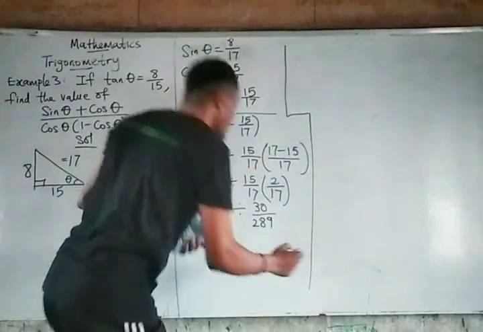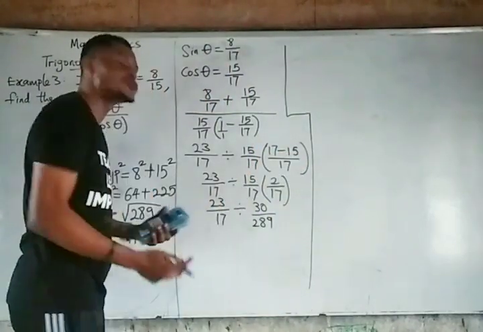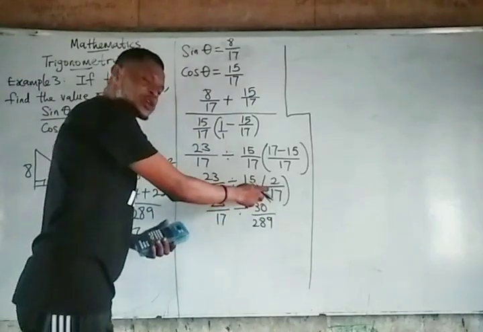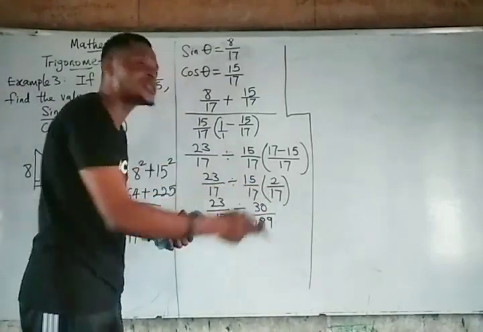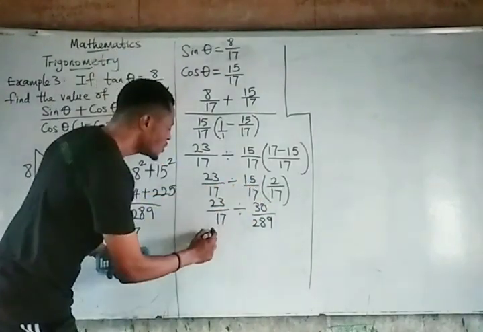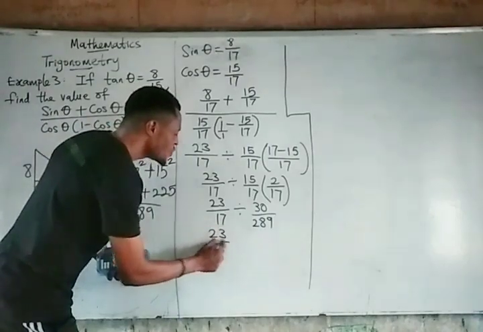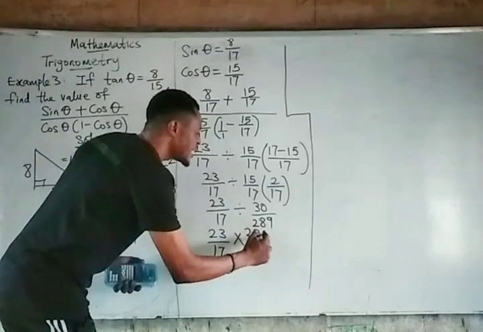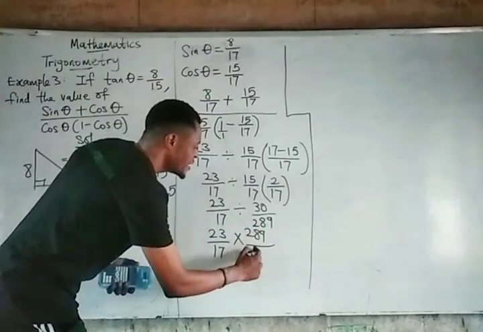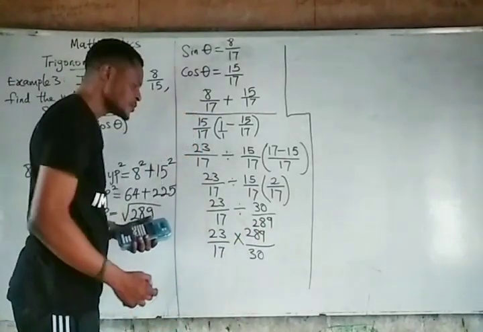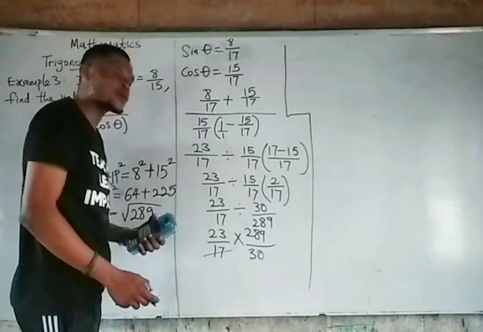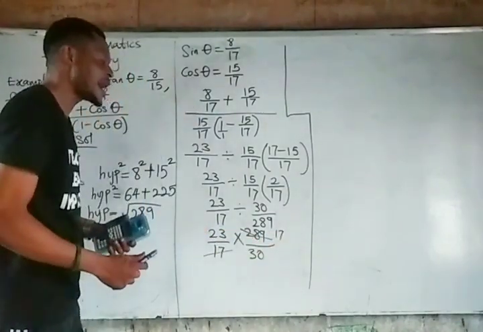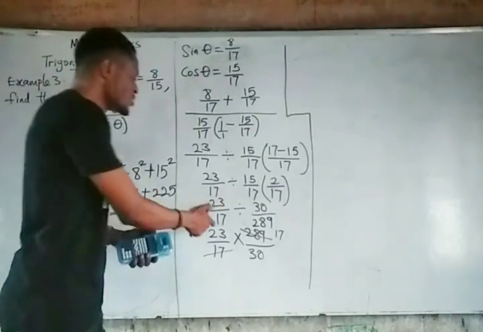Now we make use of change in form. We change the form. This division we turn to multiplication. In that case, the 289 will take the position of the numerator, and the numerator will take the position of the denominator. So we have 23 over 17 multiplied by 289 divided by 30. 17 goes here. 17 goes here, we have 17 again. So we are left with 23.